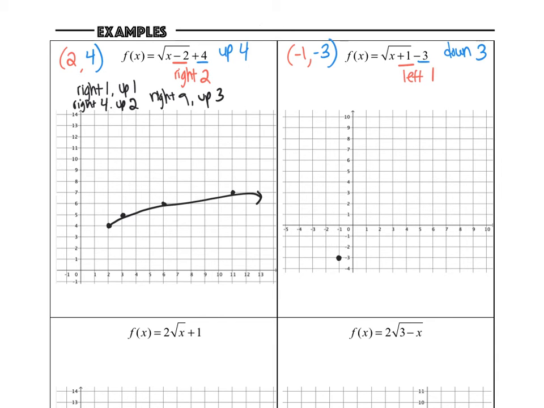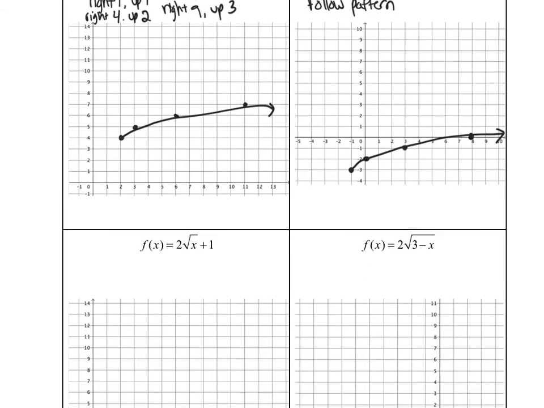Since there is no A, we follow that same pattern. So follow the regular pattern, okay? Right 1, up 1. Right 4 from that point, 1, 2, 3, 4, and up 2 from that point. Right 9, 1, 2, 3, 4, 5, 6, 7, 8, 9, and up 1, 2, 3 from that point. And make your picture of a square root function, okay?